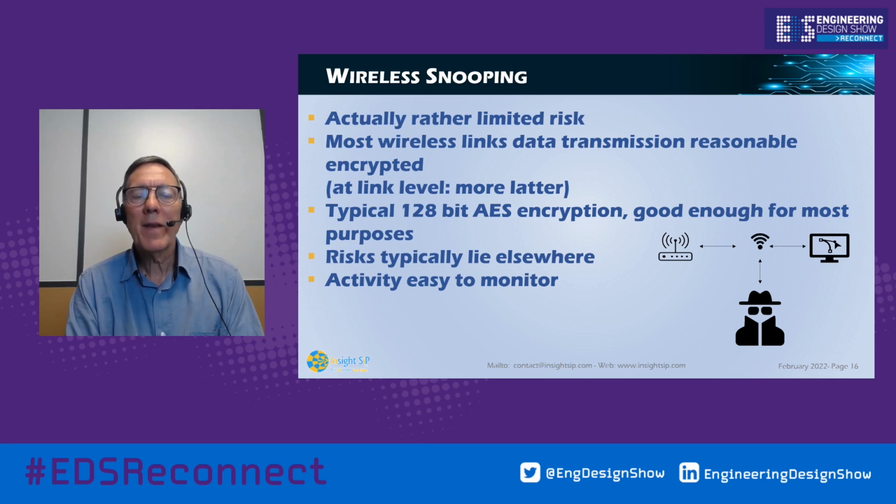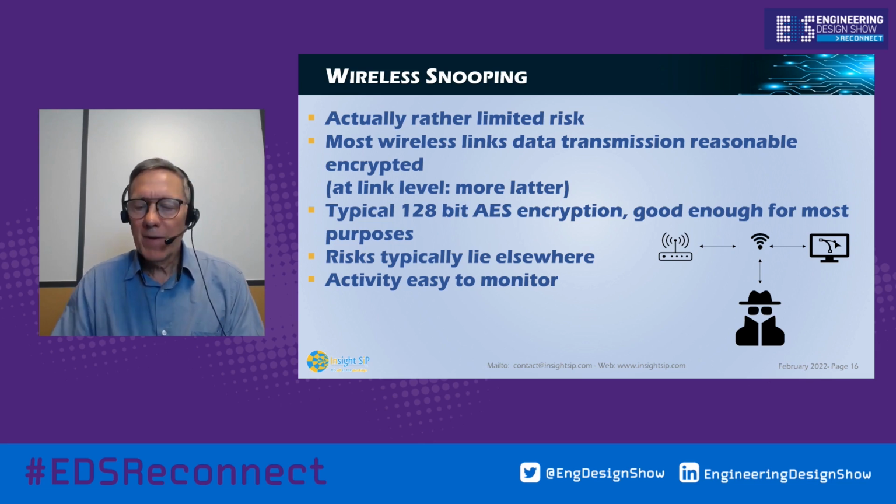Most wireless links have some sort of encryption. It's not always turned on. That could be a decision you make to improve your security as you switch the encryption on. Most wireless BLE Wi-Fi devices, you can switch on at least 128-bit AES encryption. It's probably good enough for most purposes, but the risks actually lie elsewhere. Obviously, activity is easy to monitor by wireless snooping, but actually getting at the information may be not quite so easy as that.